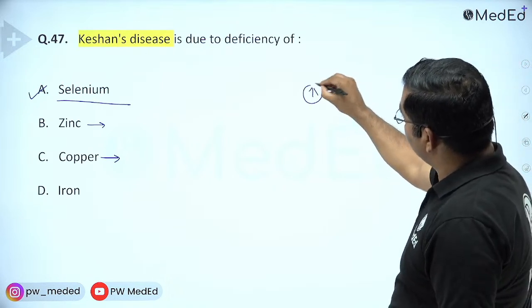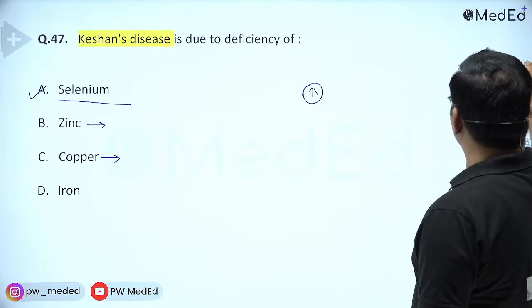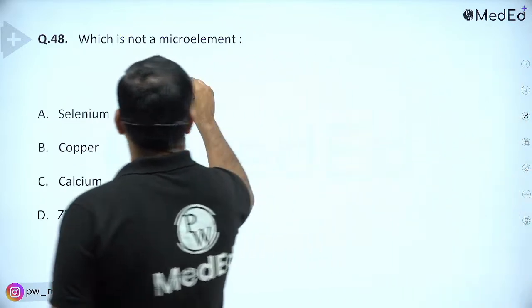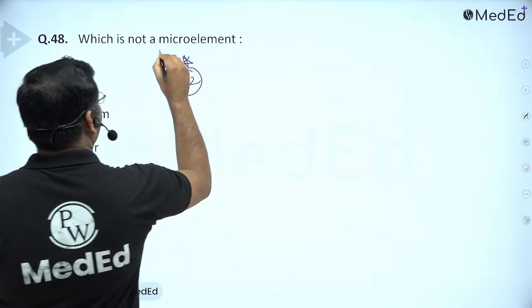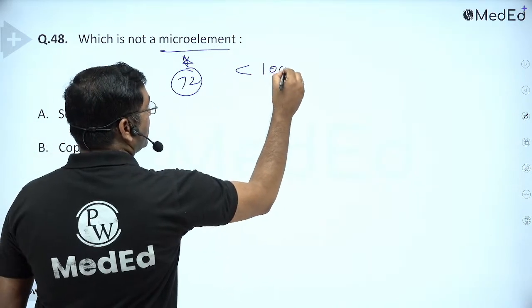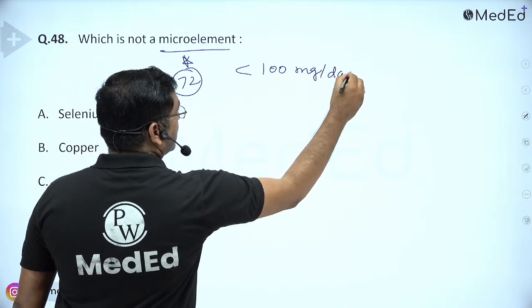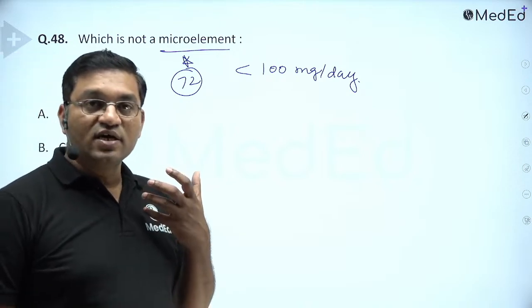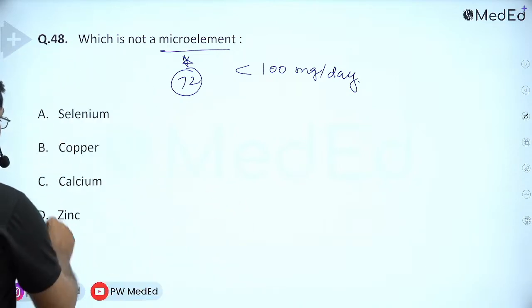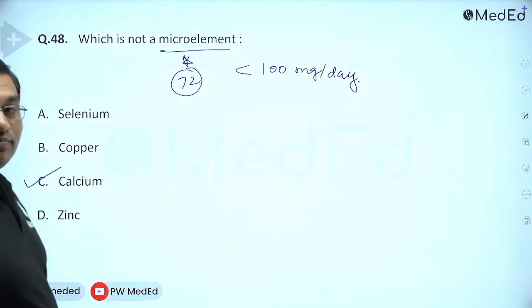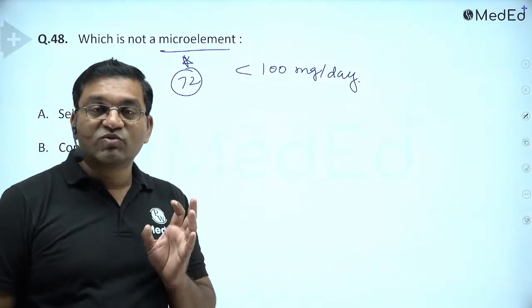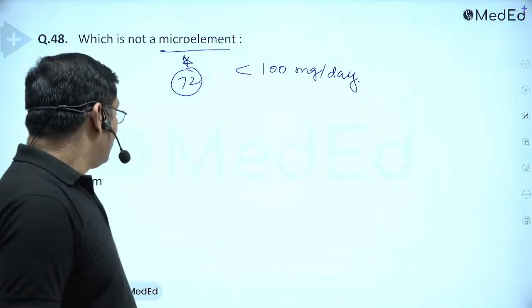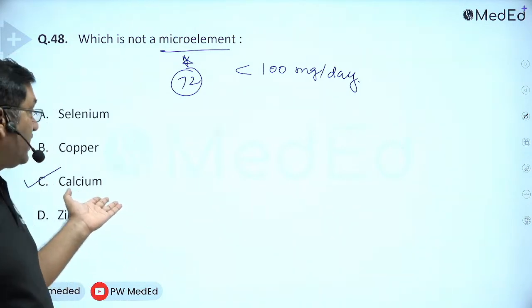Point 71: selenium deficiency causes Keshan's disease. 72. Microelements: when the daily requirement is less than 100 milligram per day, they are known as microelements. When it is more than 100 milligram per day, they are major elements. Calcium requirement is near about 800 milligram per day; in pregnancy and lactation, 1200 to 1500 milligram per day. So calcium is the major element.